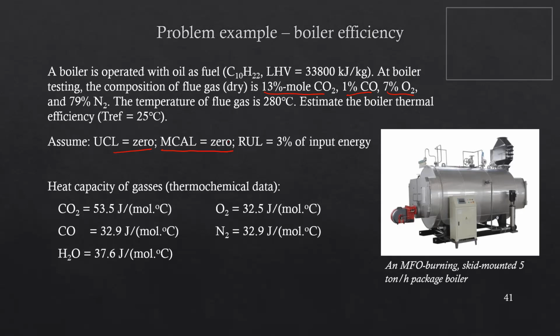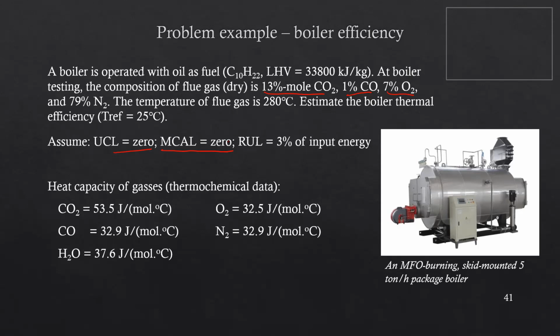And we also have the RUL. The RUL is the radiation and unaccounted for losses. So it is actually the losses other than the other 5 losses. We have the DGL, dry gas losses, we also have ML, moisture losses, and we also have ICL, which is incomplete combustion losses. So the RUL is the other losses except the 5 major losses.